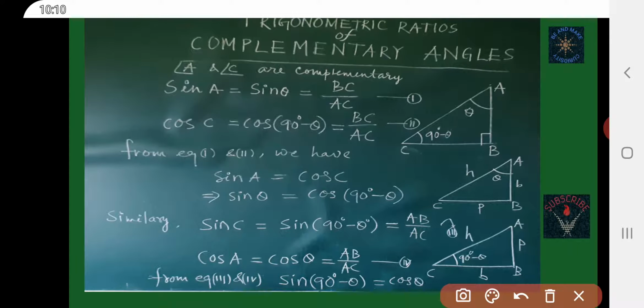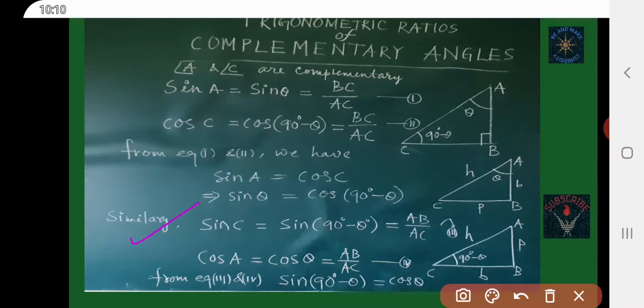So now you see equations 1 and 2, right sides are the same. Yes, so you can write left sides are also the same. So from equations 1 and 2 we have sin A is equal to cos C, that is, sin theta is equal to cos C, which is cos of 90 degrees minus theta. So this relation you remember.